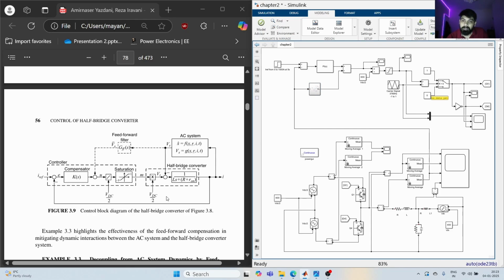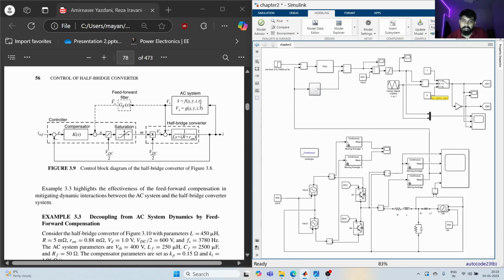What basically we are doing is we have taken our I, we have derived our Vs, and this is our half bridge converter. We don't need to consider this, so we'll just take the Vs and just feed forward it to this part, and this is where we have added it without the filter. As of now, we'll see what happens, and then we'll add the filter and see what happens. Okay, so let's see.